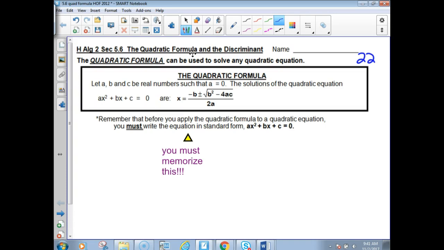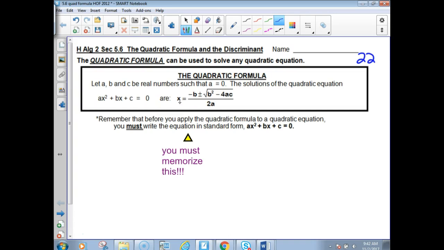Okay, today we're doing the quadratic formula, section 5.6. It can be used to solve any quadratic. And you will be saying it over and over so many times in your head, you're going to memorize it. You have to memorize it. Okay, a, b, and c are the real numbers. We've already seen the format, right? ax squared plus bx plus c. We've already identified a, b, and c before.